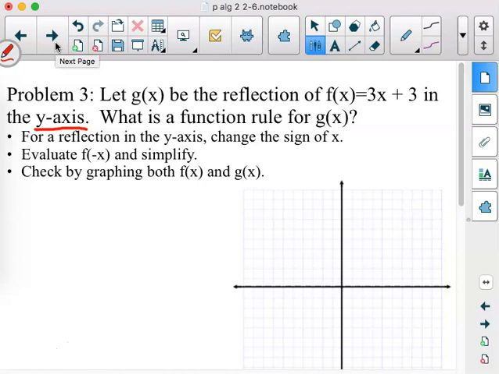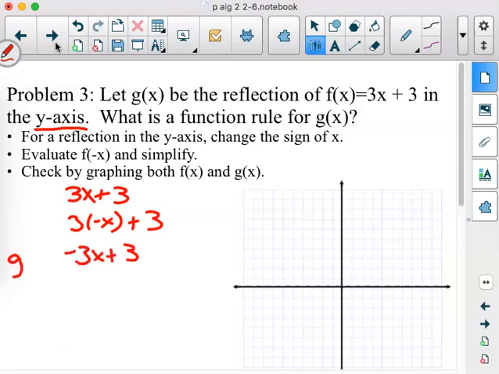All right, so it started like this. f of x equals 3x plus 3. And if I am supposed to reflect it over the y-axis, that means the x becomes negative. Well, we wouldn't leave it like that. 3 times negative x is negative 3x plus 3. And they said, give it this new name, g of x.